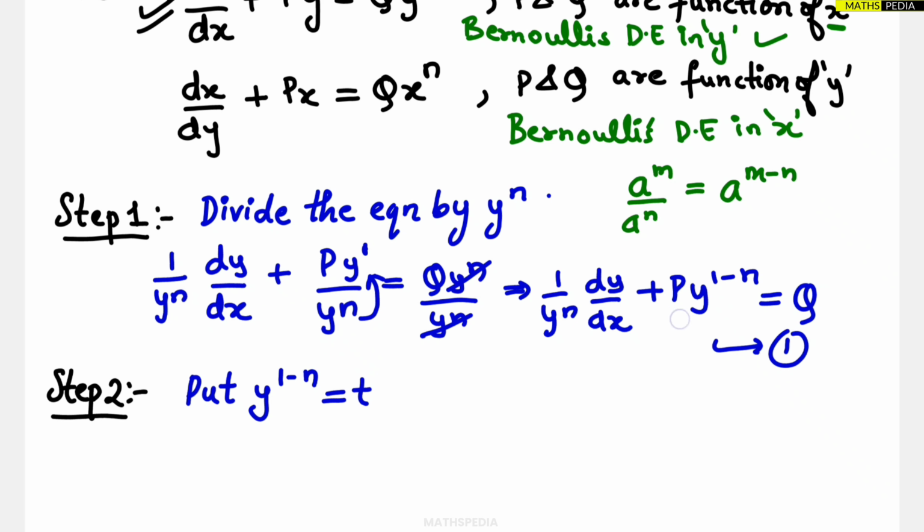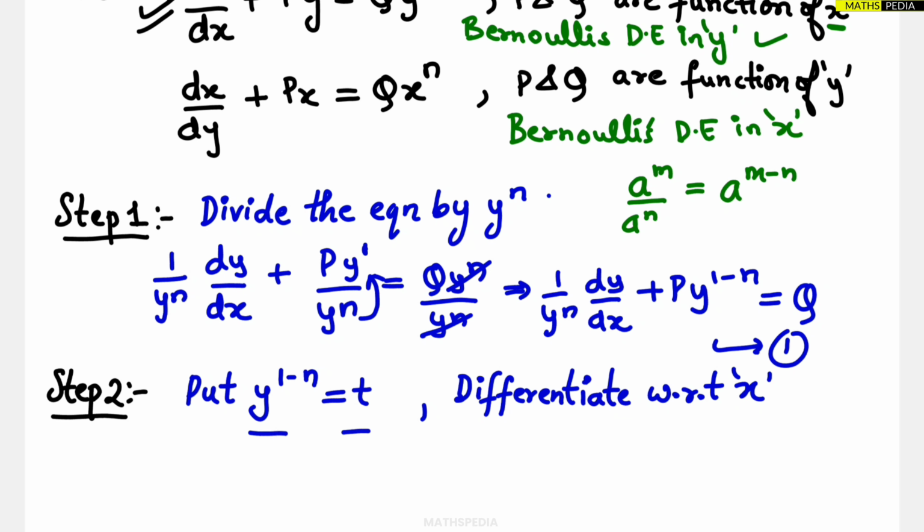Remember, after the first step, not before the first step, whatever is beside the p, you have to equate it as the t variable. After this, we are going to differentiate with respect to x. What happens when you differentiate? So this particular thing we are going to differentiate with respect to x.